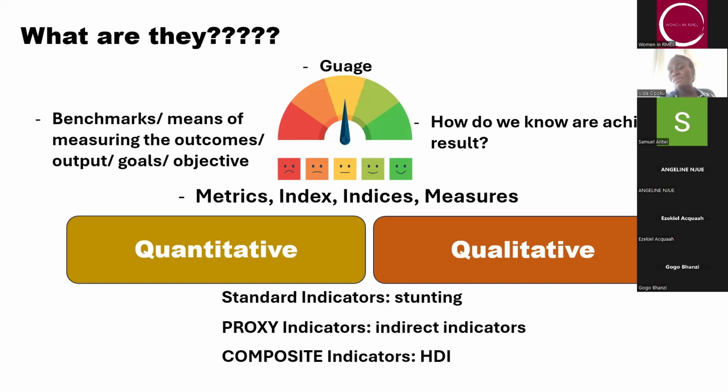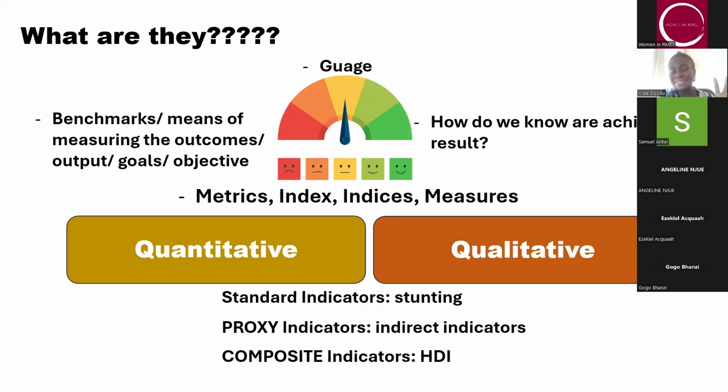So all these things come together to give us HDI, that is the Human Development Index, for a particular country at a given point in time. So moving away from here, I want us to have some kind of interaction.